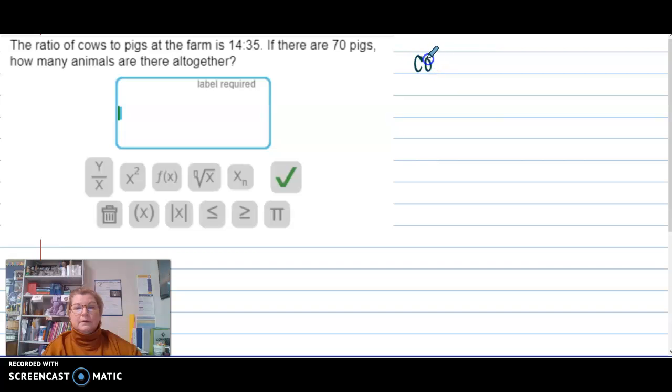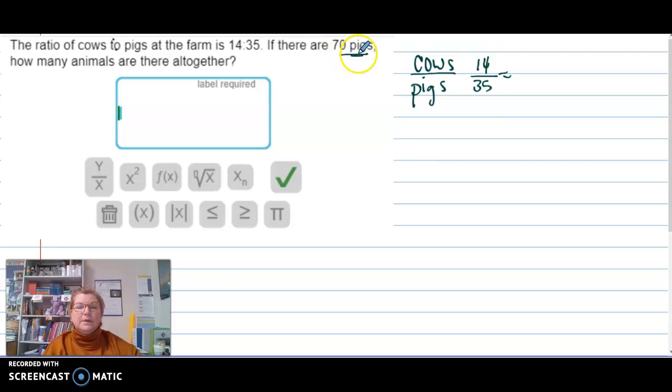Okay, so I just like to write it down on my scratch paper first. Cows to pigs is the ratio they're giving us at the farm: 14 to 35. 14 cows, 35 pigs. Please note that the order of the numbers matches the order of the labels. If there are 70 pigs, okay, so here's the label.